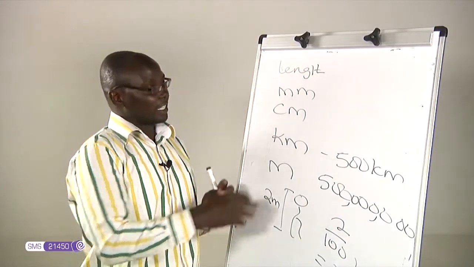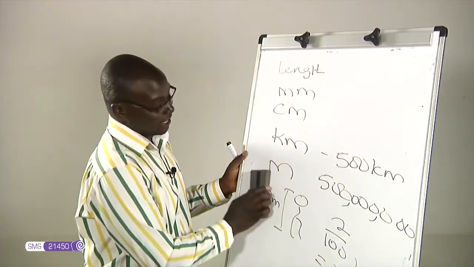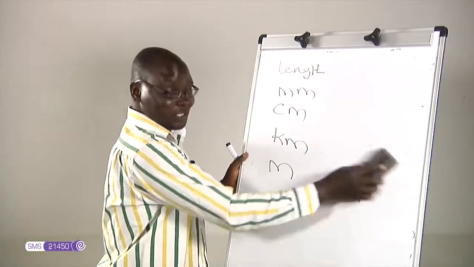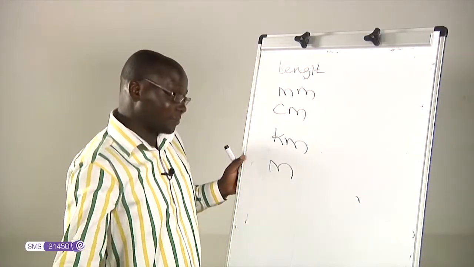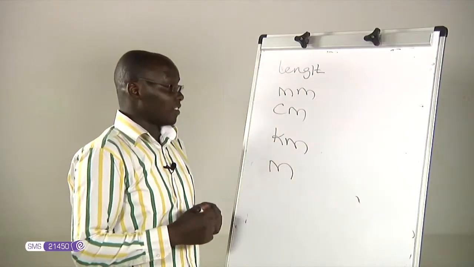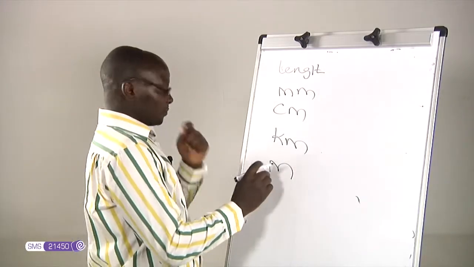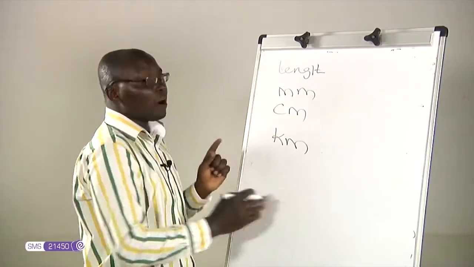So we are saying that we have other units for measuring length, but the choice of one depends on the size. So we have millimeters, centimeters, kilometers, meters, and many others. But we need to remind ourselves, how are they related?